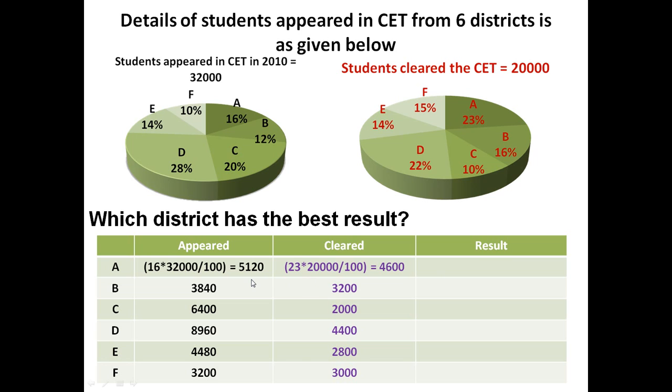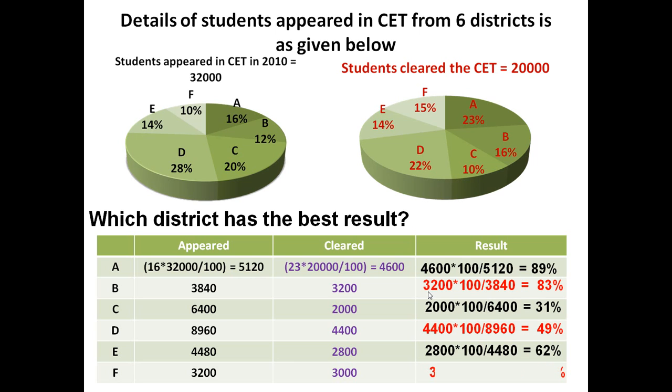So if this is the students appeared and this is the students cleared the examination, the percentage result for this A district will be 4,600 into 100 divided by the number of students appeared, that is 5,120. This is equal to 89%. Similarly, you can calculate the result for other districts.